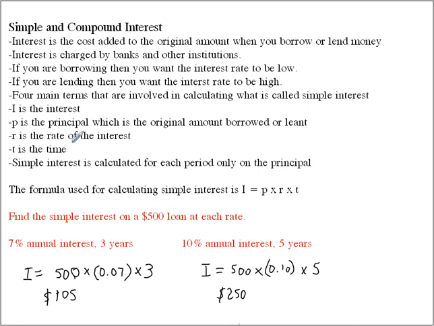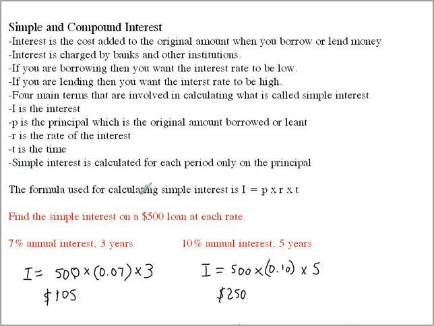So 4 main terms are involved. I is equal to the interest, and P is equal to the principal, that's the amount borrowed or lent. R is equal to the rate of interest, and this is always represented as a decimal equivalent of the percent. T is the time, the amount of time that you borrow or lend the money for.